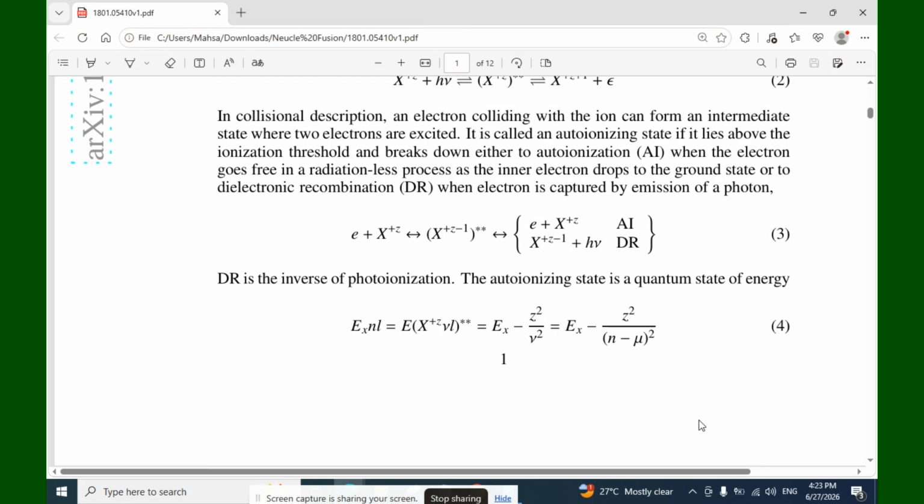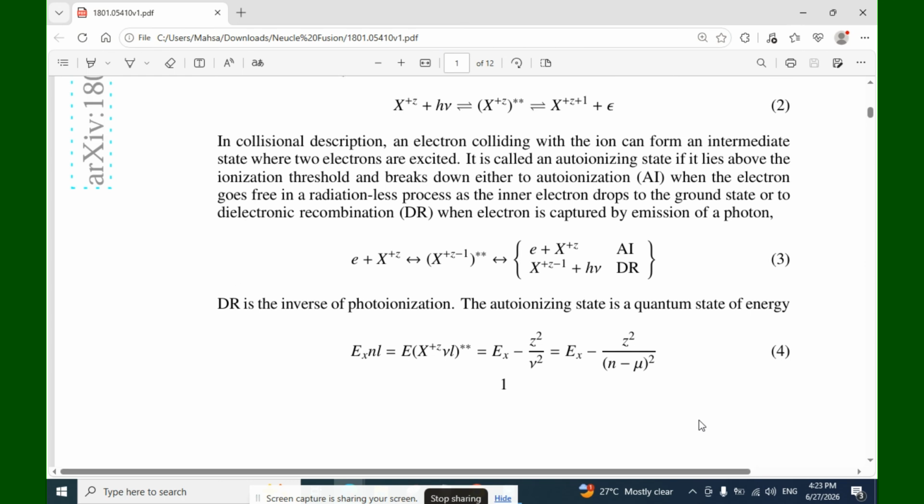We have e + X^+Z ↔ X^(+Z-1)** ↔ e + X^+Z, the first step being autoionization, and X^(+Z-1) + hv, the next step being dielectronic recombination. Dielectronic recombination is the inverse of photoionization. The autoionizing state is a quantum state of energy.